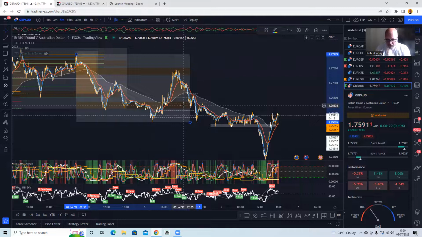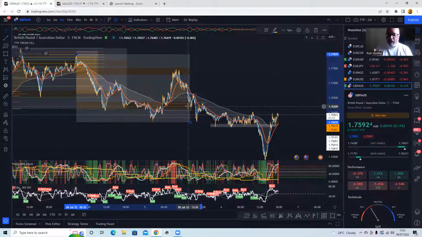And then you can use this zone as a potential target, or if you want to take partial profits and let the trade continue to run, it's up to you. It really depends on what sort of trader you are, what sort of trading style. Personally, I'm not a swing trader. I prefer to be in and out of trades fairly quickly, but I like to get in at the start of the move where possible.